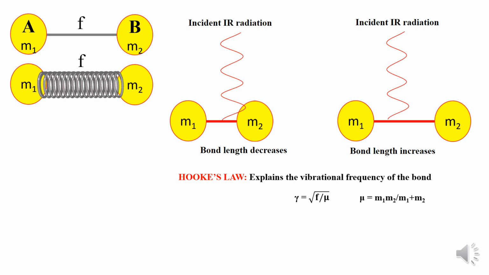The reduced mass of the atom can be calculated by multiplying the mass of atoms A and B and dividing the whole thing by the sum of the masses of the respective atoms.